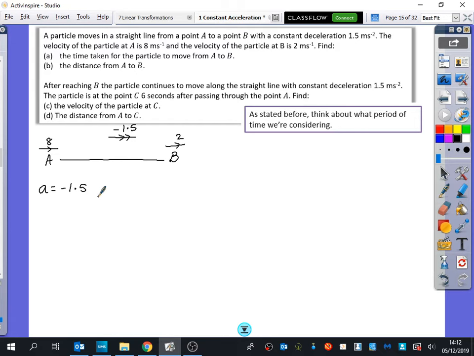Which one, U or V? Which one is U? Which is the initial velocity? Okay, it's 8, and the final velocity is 2. We're going to find the time taken for it to move from A to B. So the thing we're looking for is T, and the equation that links these things together is V equals U plus AT. Substituting those values in, you get 2 equals 8 minus 1.5T.